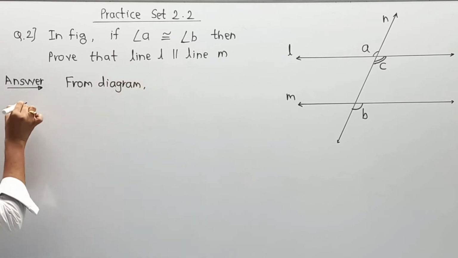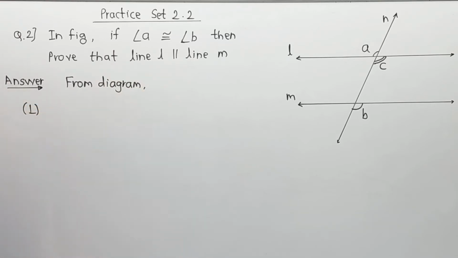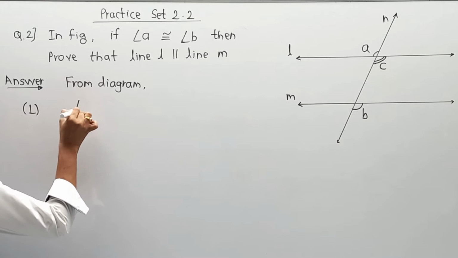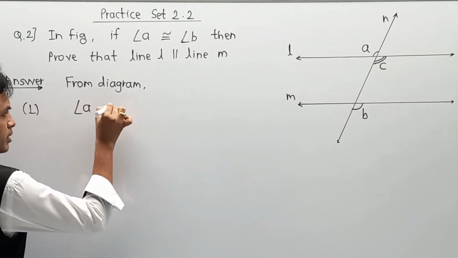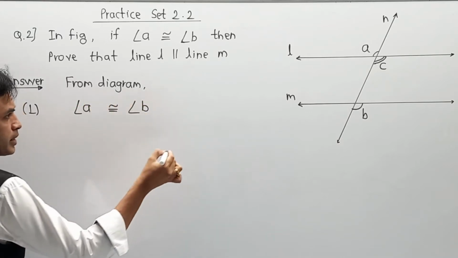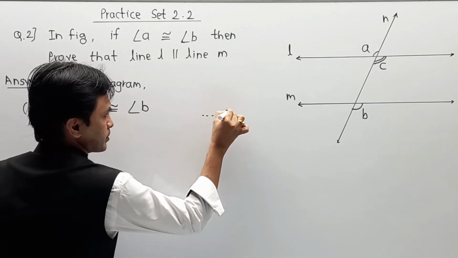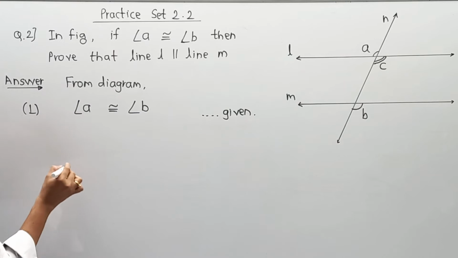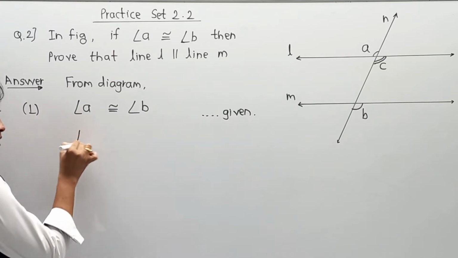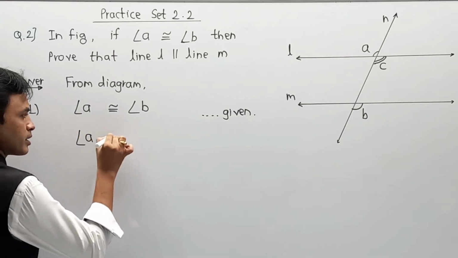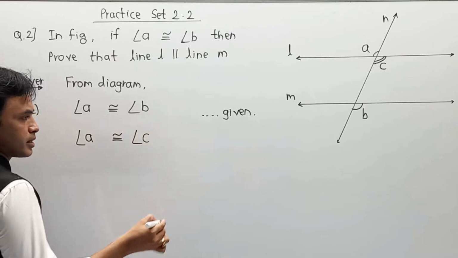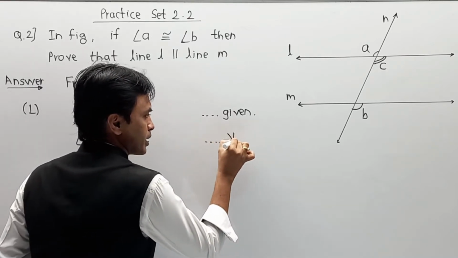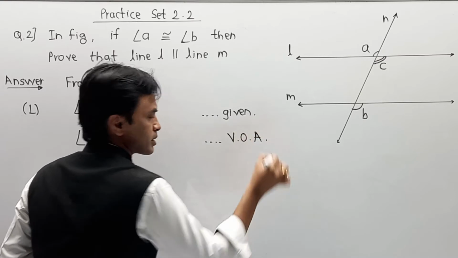Here, one by one. The first part: angle A is congruent to angle B. That is nothing but given. And the second part: angle A is congruent to angle C. The reason becomes vertically opposite angles.